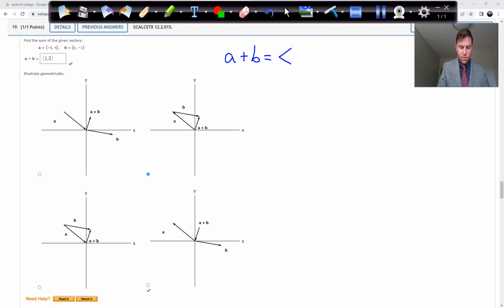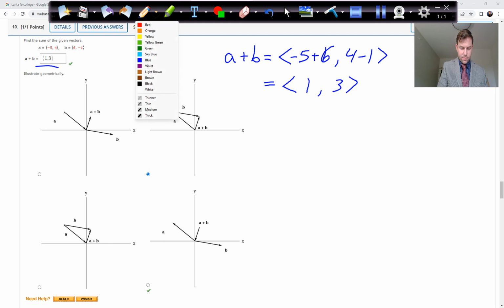And that is just going to be the x component of A plus the x component of B, comma, the y component of A plus the y component of B. This will equal 1, 3, which we have there. Okay, now how to plot this?